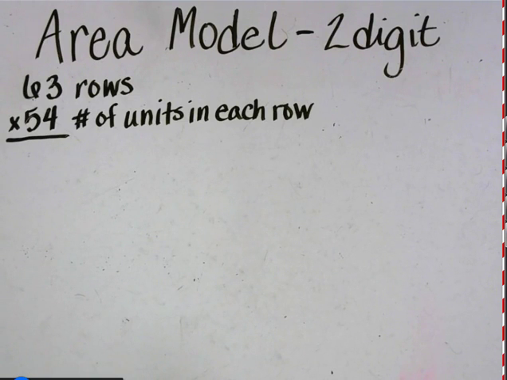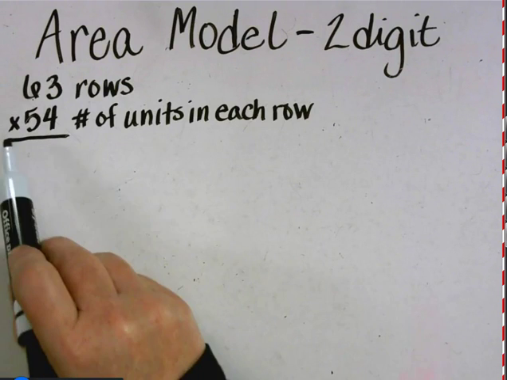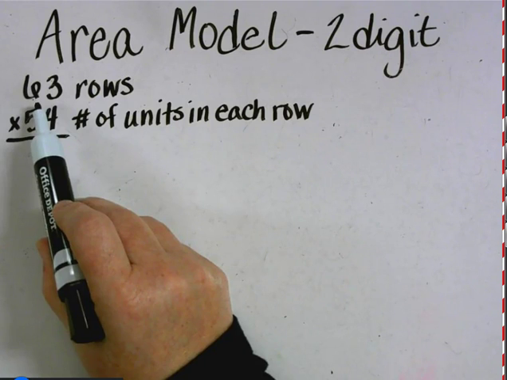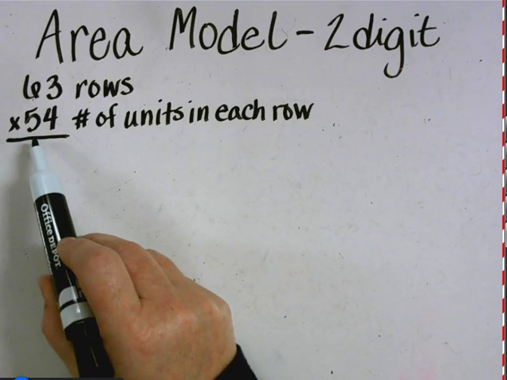Thank you for joining me to practice the Area Model Priority Strategy. In today's session, we will use the operation of multiplication using two-digit numbers. The numbers are 63 and 54.